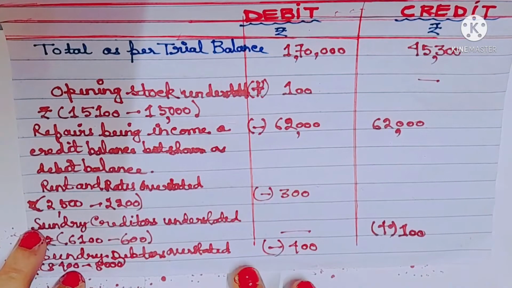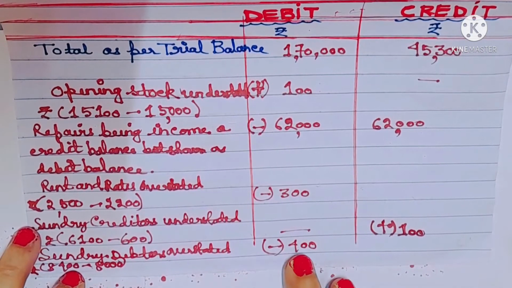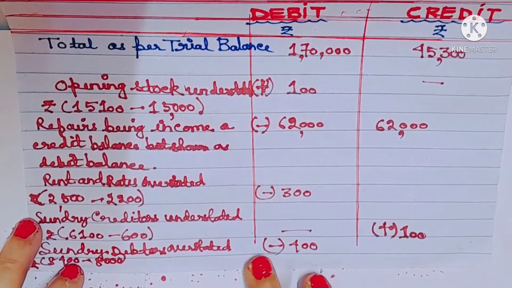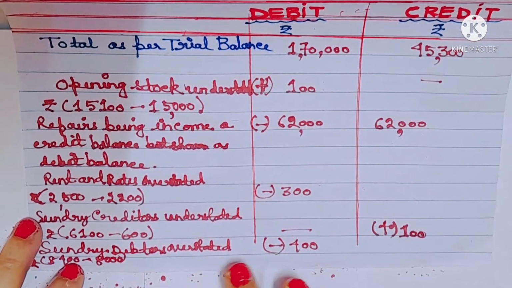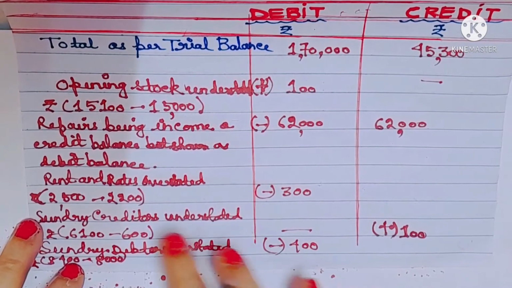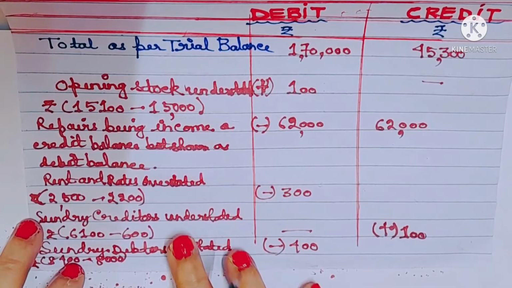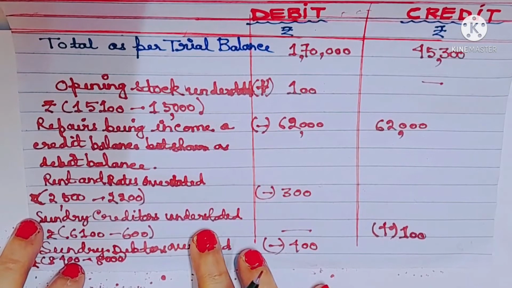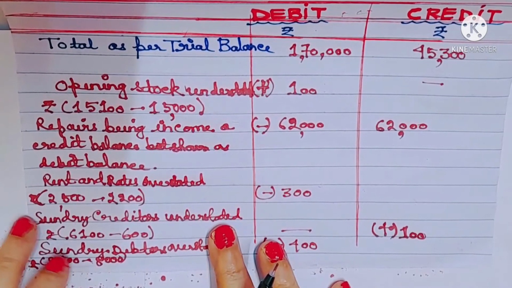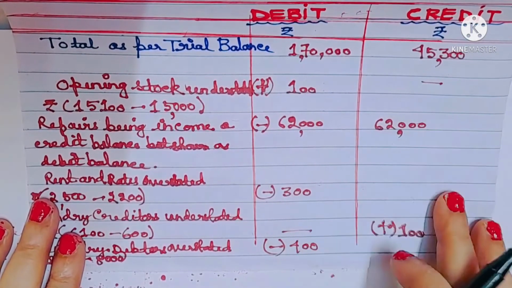But why is sundry debtors debit? Because sundry debtors comes under personal account. According to personal account, the receiver of the benefit is debit. So sundry debtors will be debited. Why is sundry creditors credit? Because sundry creditors comes under personal account. According to personal account, the giver of the benefit is credit. Understood? Now let's calculate the total of the debit column and the total of the credit column.